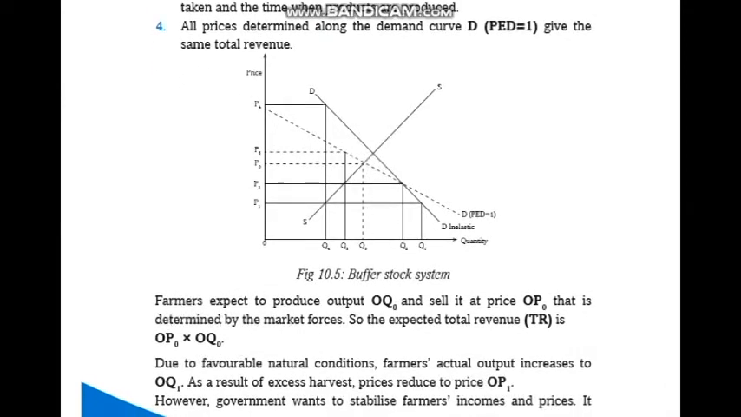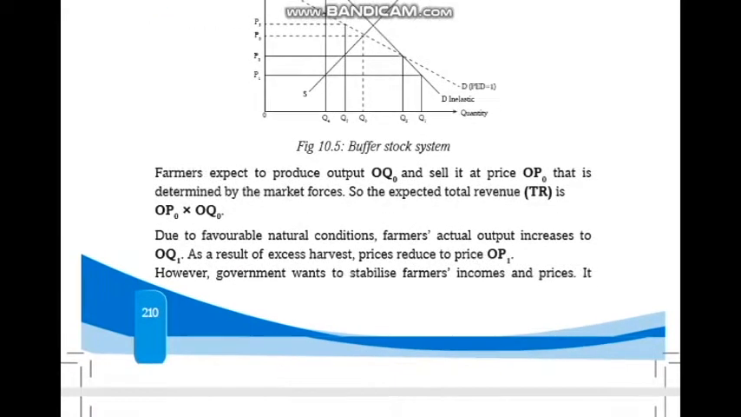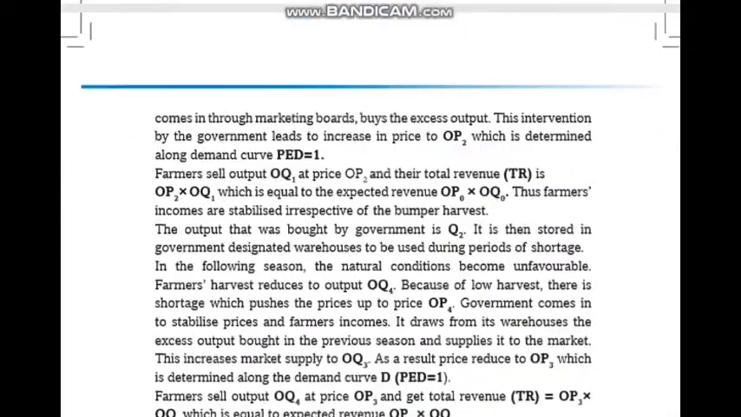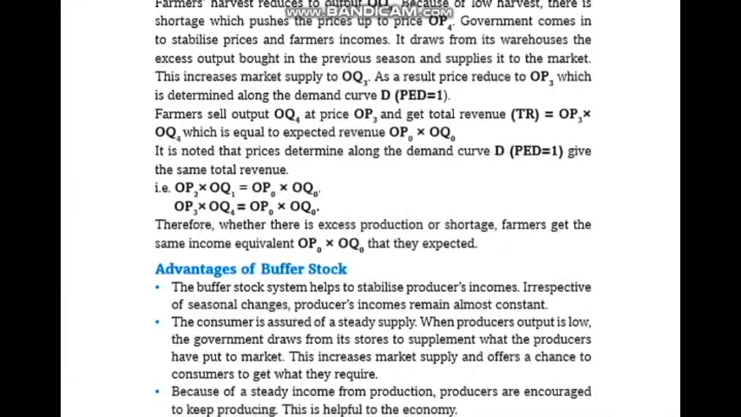All prices determined along the demand curve, DPAD, with price elasticity of demand equal to 1, give the same total revenue as illustrated there on the curve. So you have to see them according to the explanation, according to the contents under that curve.